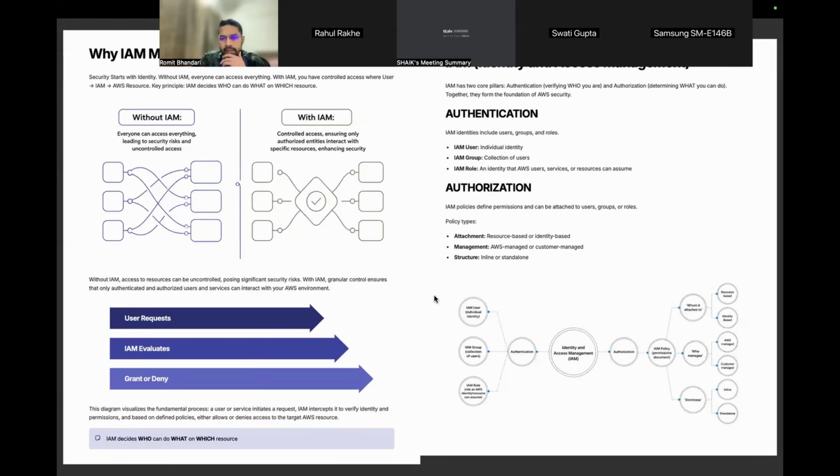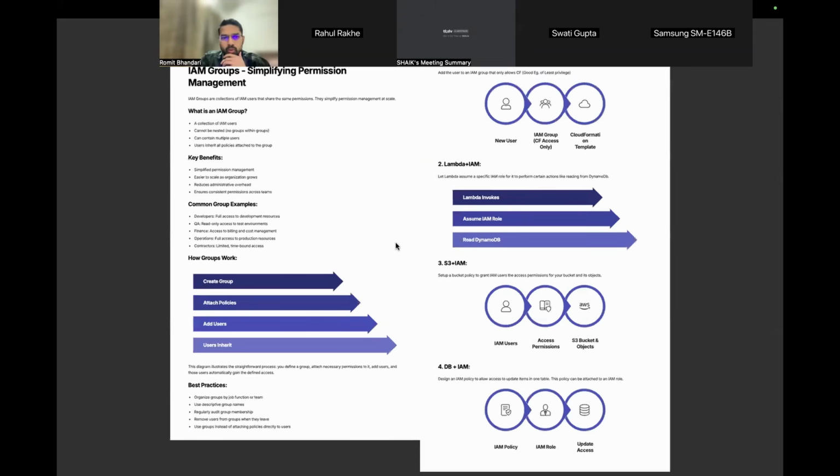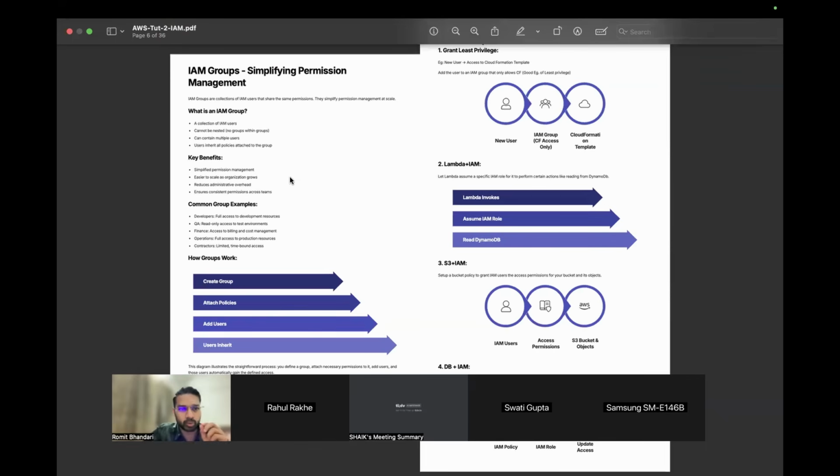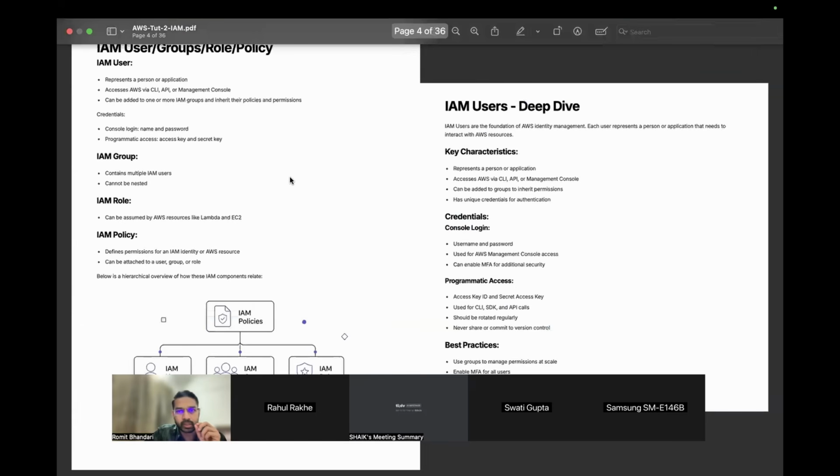Okay, let's move on. So what is it that we are trying to do in terms of IAM groups? Let's look first at the IAM entities, which are three, as I mentioned: user, group, and role.